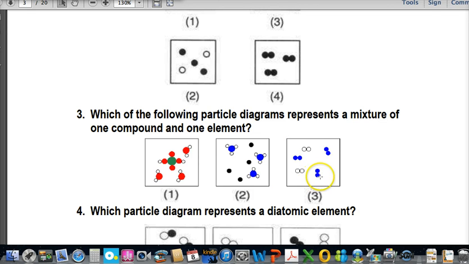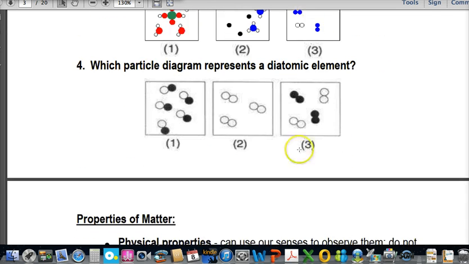If you look at number 3, it's a mixture of two elements. They're both diatomic elements, but they're two elements. And number 4 should be fairly simple. A diatomic element would be number 2. This is two diatomic elements, and this is a compound.